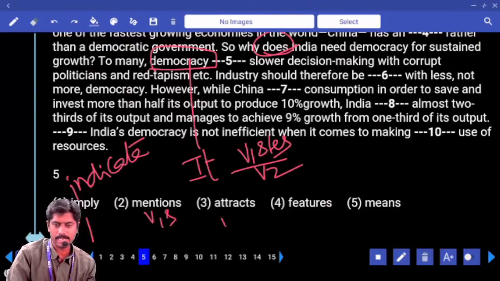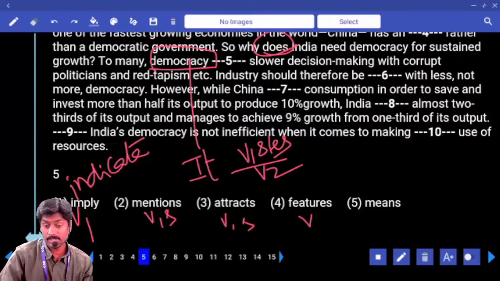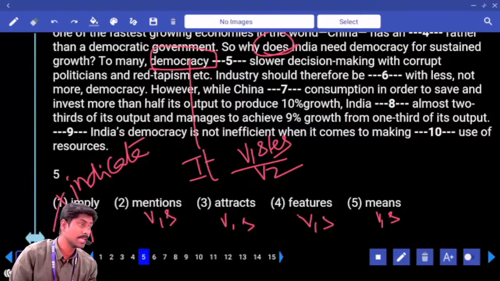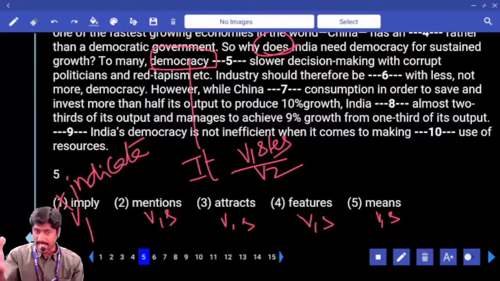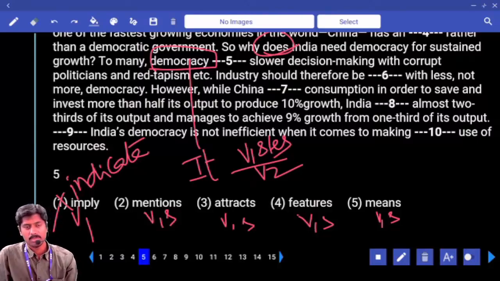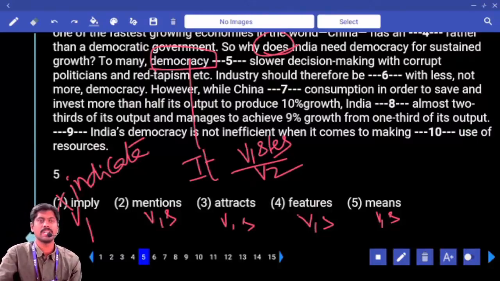Mentions V1, yes. Attracts V1, yes. Features V1, yes. So the first one is grammatically not possible. Democracy mentions slower decision making. Democracy attracts slower decision making. Democracy features. Feature means a display.